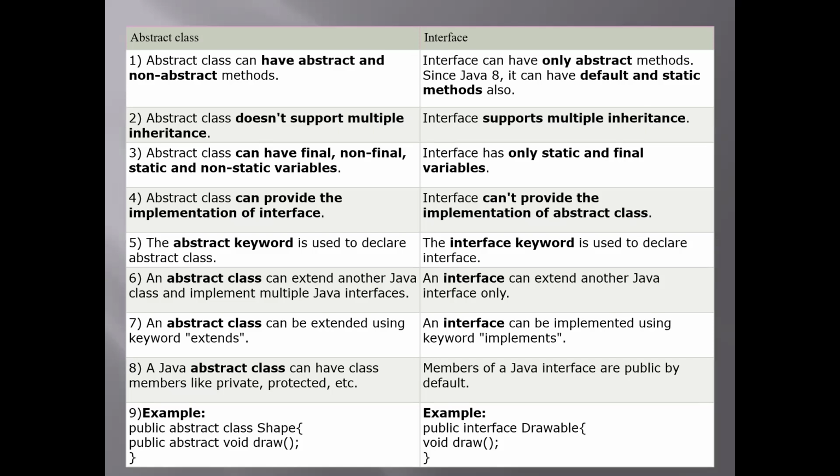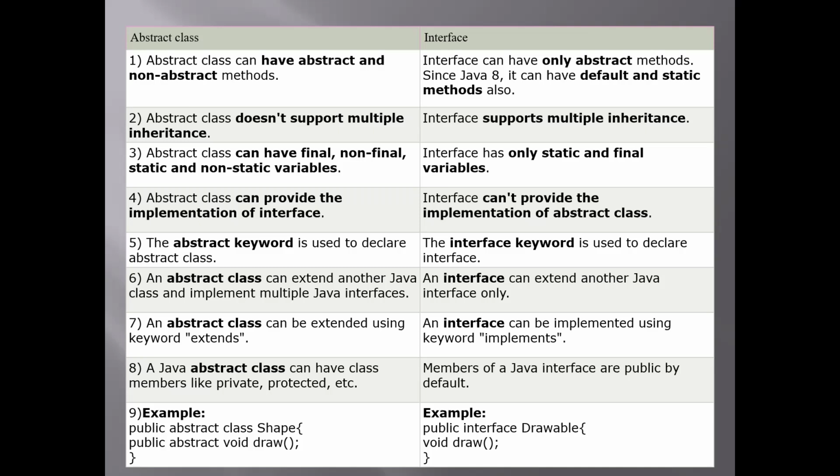As you can see here, abstract class can have abstract and non-abstract methods. On the other side, interface can only hold abstract methods. Non-abstract methods are not allowed. So interface can have only abstract methods. Point number one.